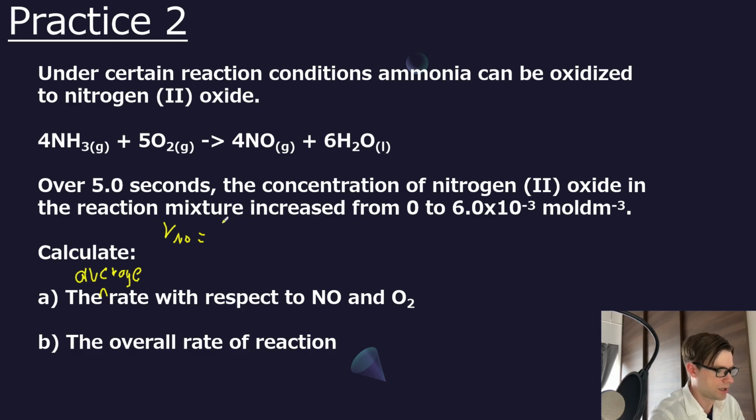So the rate of NO first, with respect to NO. This will be equal to the change in concentration, absolute value, over a change in time. And we know that NO increased from 0 to 6 times 10 to the minus 3. So we can just set that as our delta C.